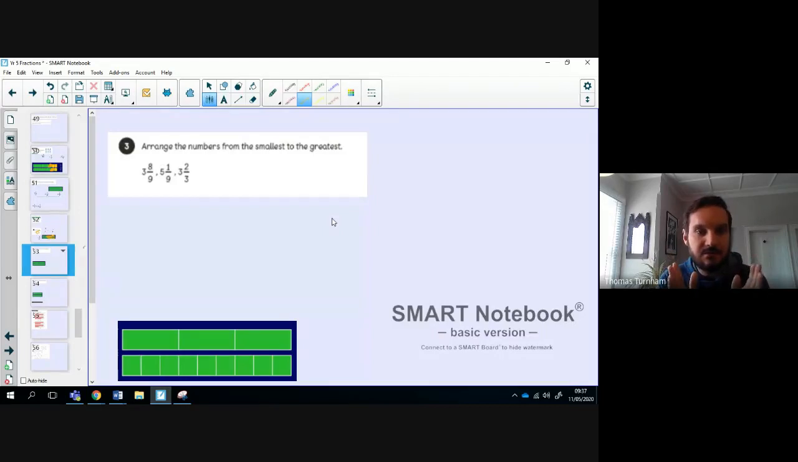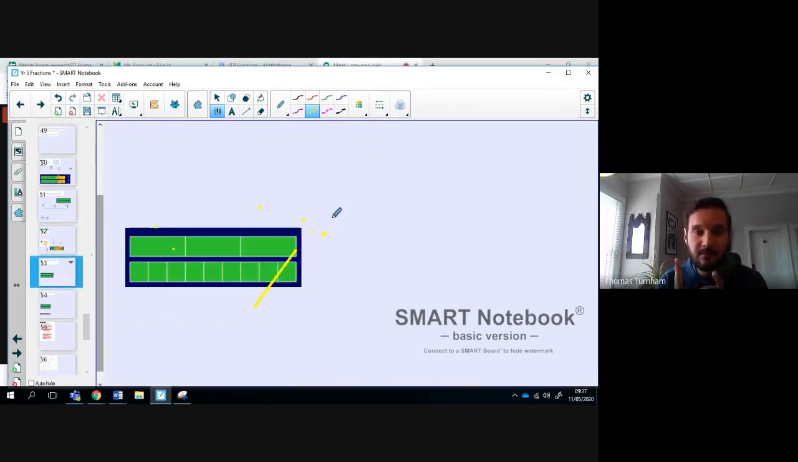9ths are smaller than thirds. Something cut into 9ths means each piece is smaller than something cut into thirds. I've got here thirds, I've got here 9ths. Well, I had 2/3 and I had 8/9. Well, thinking back to what I did before, each third was what?